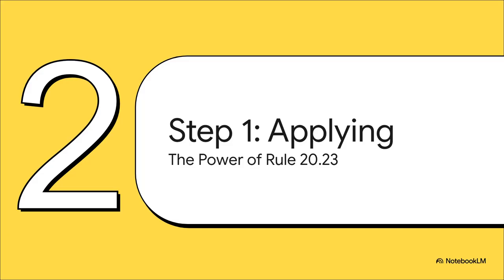So, you've got a precise request. How do you actually make it happen? That brings us to step 1, the application itself. And the rule you absolutely have to burn into your memory is Rule 20.23. Honestly, just think of 20.23 as the key that unlocks the whole non-party discovery process.